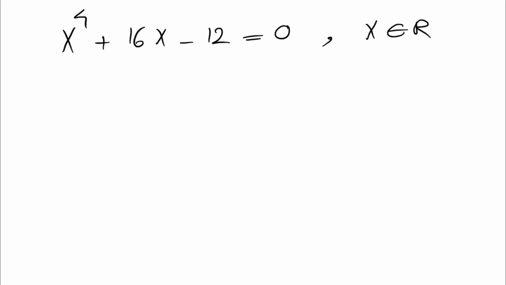Okay, welcome back guys. We're going to be solving an interesting question in today's video, and we have x to the 4 plus 16x minus 12 is equal to 0, and we know our x belongs to all real numbers. So the main strategy in this kind of question is that, obviously we have an exponent of 4, so it's not like an easy quadratic equation to solve.